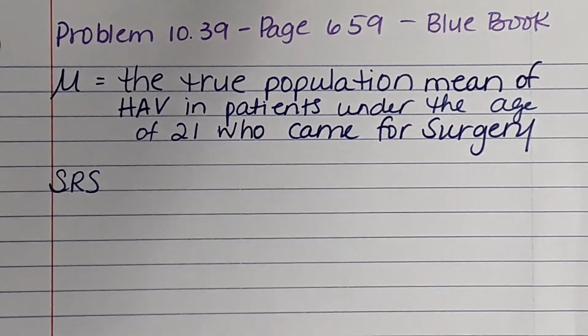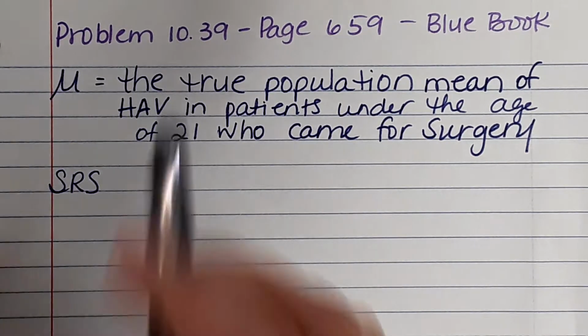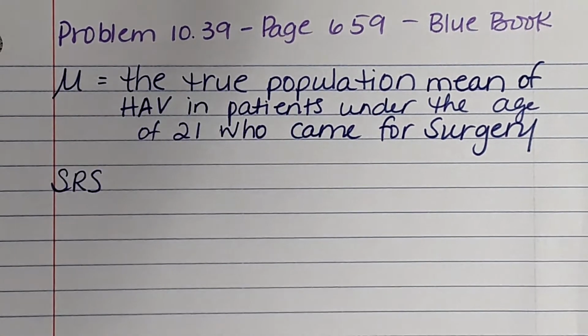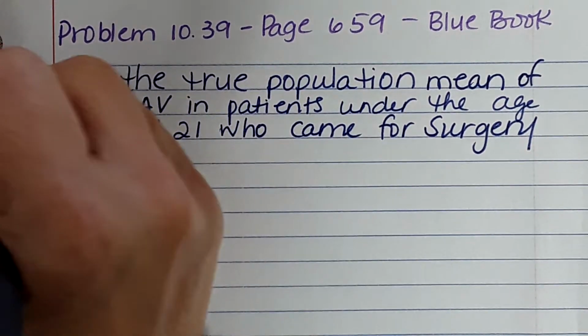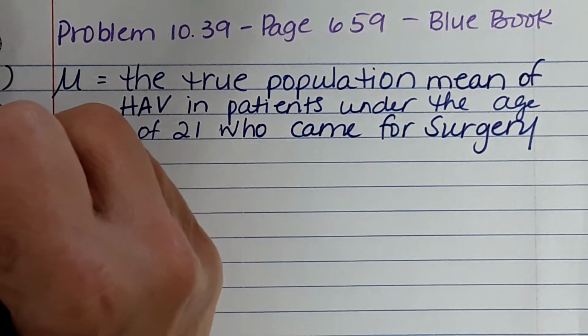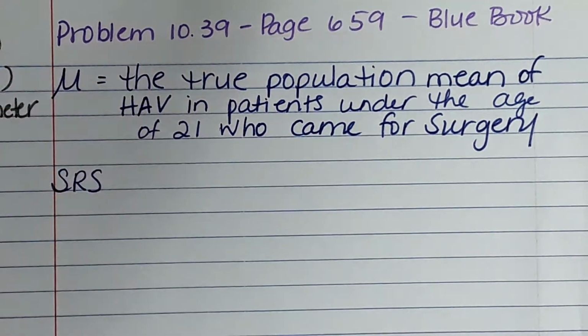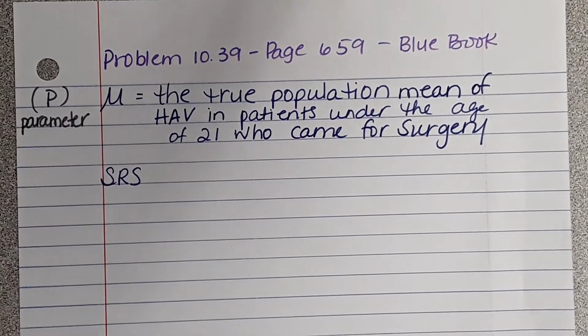Okay, so the true population mean of HAV in patients under the age of 21 who came for surgery. Boy, this sounds really fun, doesn't it? Sorry for these people. Okay, so this is our P. If we were talking about PANIC, like how to do a confidence interval, free response, this would be our P. And P stands for parameter. So this is what you have to do if it's a free response question.